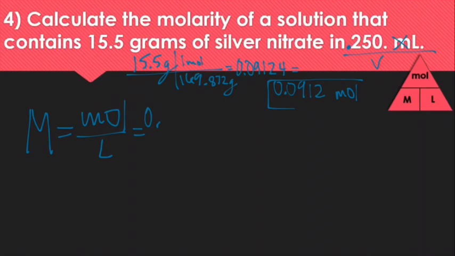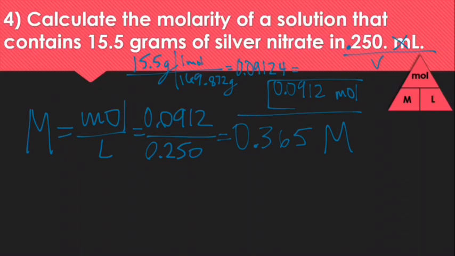Oop, almost forgot my 0. And then my liters was 0.250. And this turns out to be 0.3648. So this is going to be 0.365. This is molarity. So it gets a big capital M.